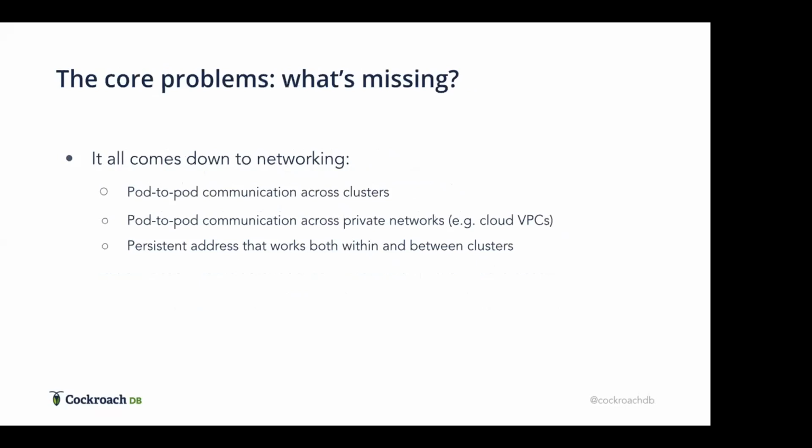And so the core problem of running a multi-region system all comes down to the networking. You might not have pod-to-pod communication across clusters. You might have to communicate across separate private networks in order to talk from one cluster to another. For example, if you're on AWS, each Kubernetes cluster is going to be in a different region and thus in a different VPC. So you're going to have to connect those together with some sort of VPC peering or a VPN. And this is going to be even more true if you're spanning multiple cloud providers.